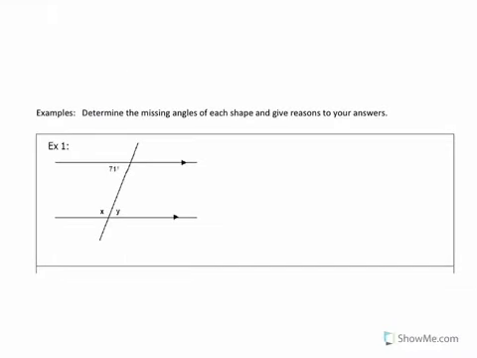Let's take a look at some examples. So we're going to do a couple of examples, and they're asking us to find the missing angles. What is x and what is y? Not only do you have to find those, but you also have to give a reason. So which rule did you use? Did you use rule number 1, alternating, rule number 2, the corresponding, or rule number 3, the co-interior? Okay, so what I'm going to do is I'm going to show you one of them.